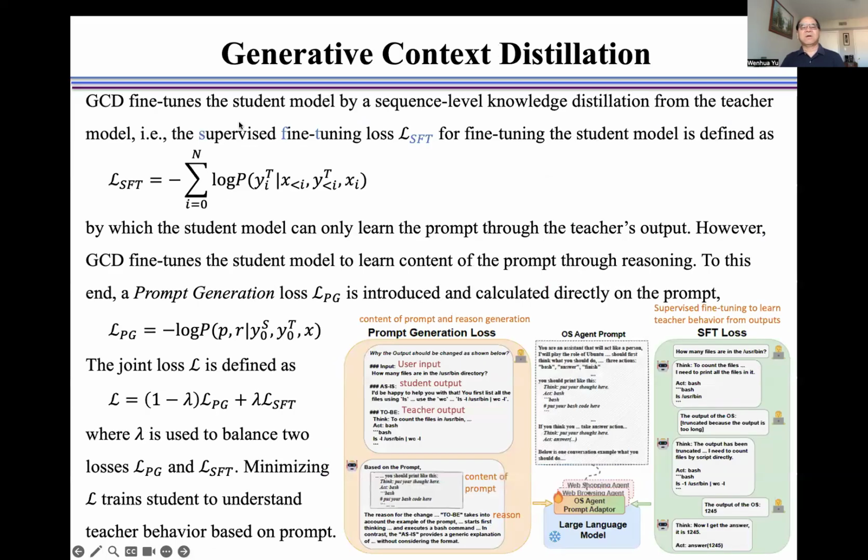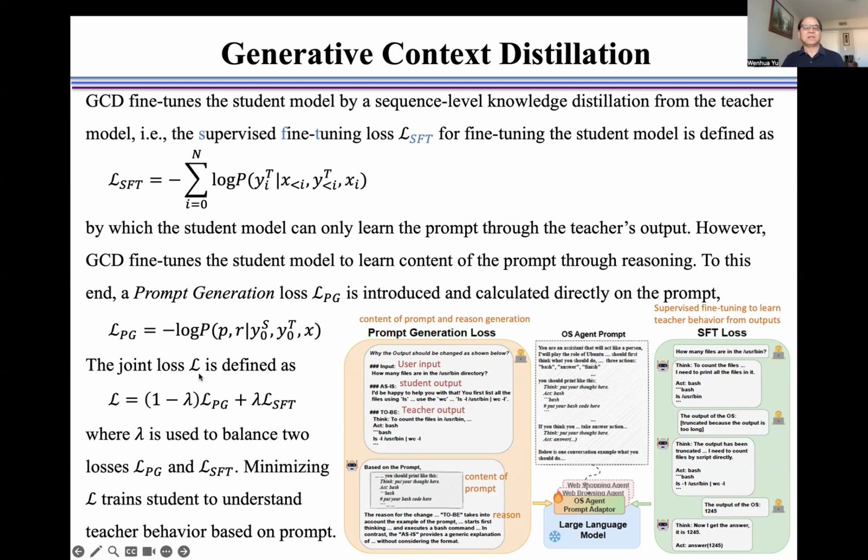GCD fine-tunes the student model by a sequence-level knowledge distillation from the teacher model, namely the supervised fine-tuning loss, LSFT, for fine-tuning the student model is defined as here, by which the student model can only learn the prompt through the teacher's output. However, GCD fine-tunes the student model to learn the content of the prompt through reasoning. To this end, a prompt generation loss, LPG, is introduced and calculated directly on the prompt, as shown here.